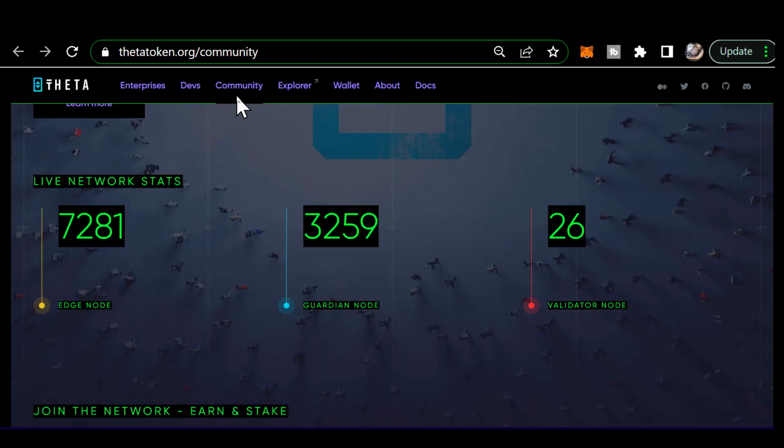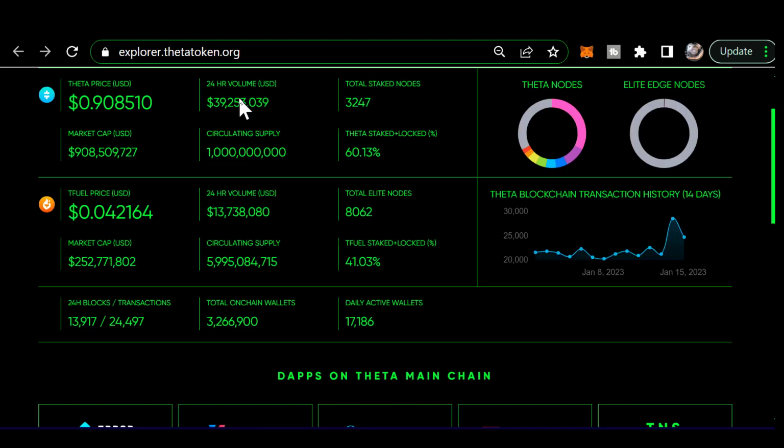The number of Guardian nodes is 3,259. The number of Enterprise validators is 26. The number of Elite Edge nodes is 8,062. Those are Edge nodes that have been upgraded to Elite status by staking T-Fuel to them.